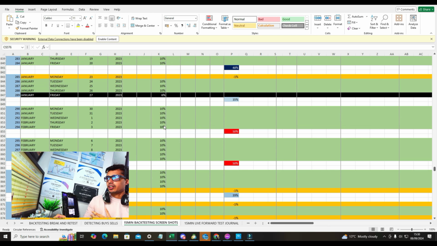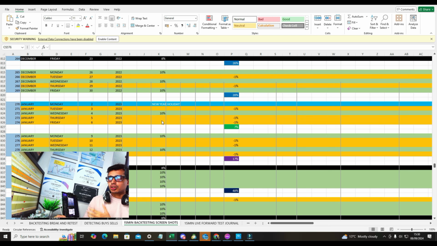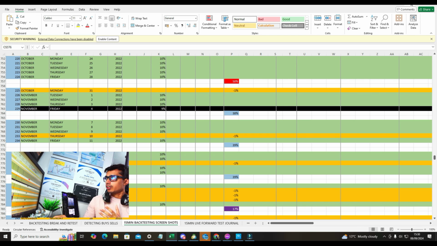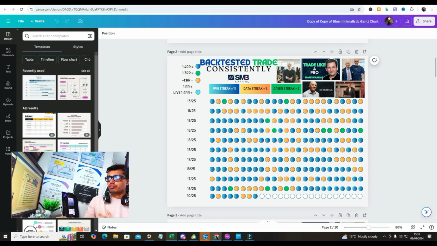That's how I collected the data on particular days, because if you are aiming for these huge numbers, risk to reward, and you know exactly how to draw the key levels, trust me, the numbers can play heavily in your favor.